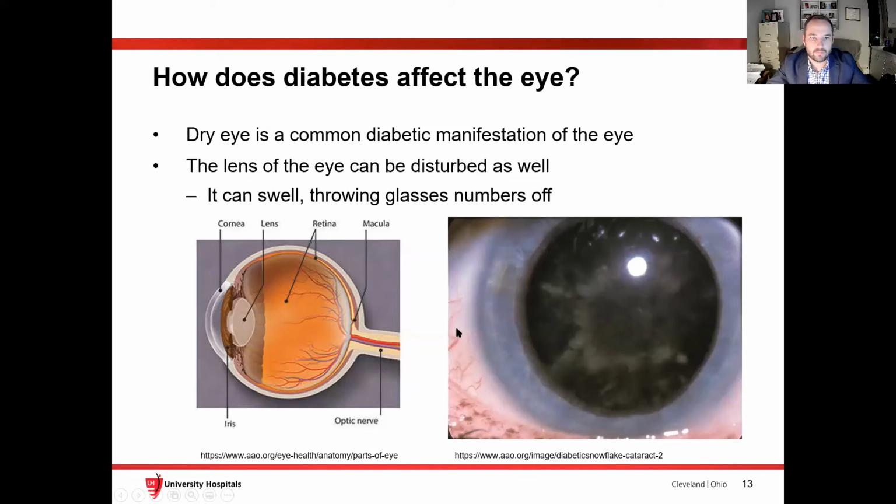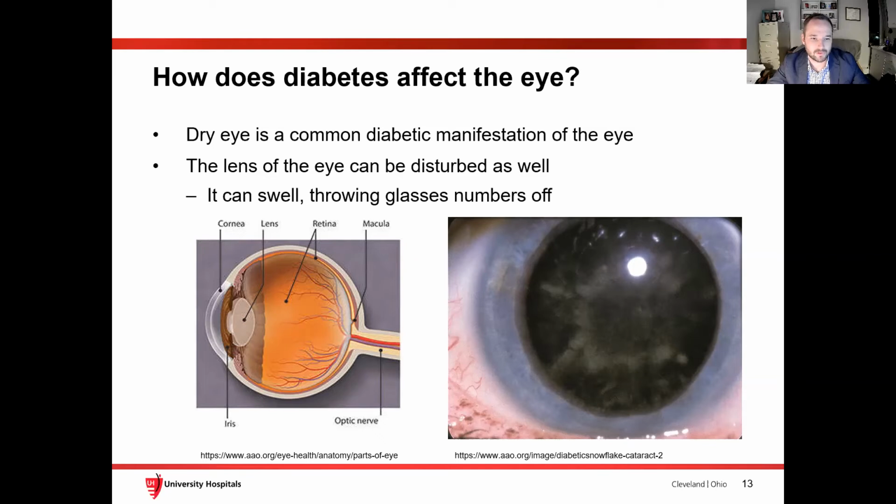Another common way that diabetes can affect the eye, and this might be what I see the most, is dry eye. Diabetes tends to dehydrate you, and the eyes are going to follow any other tissue in your body. If you're dehydrated from diabetes, your eyes are going to be dry too.